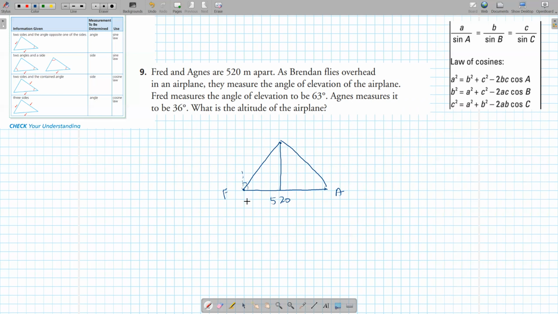No, it's the angle on the inside. It's always from the horizontal, right? Look at this. This is the angle of elevation. This is the angle of depression. It's always from the horizontal. You see the horizontal line here? Either you go up from that or you go down from that. So the angle of elevation will be this one, the one on the inside here. So this one is 63, and for the other person, it's 36. And the question is, what is the height of the airplane?